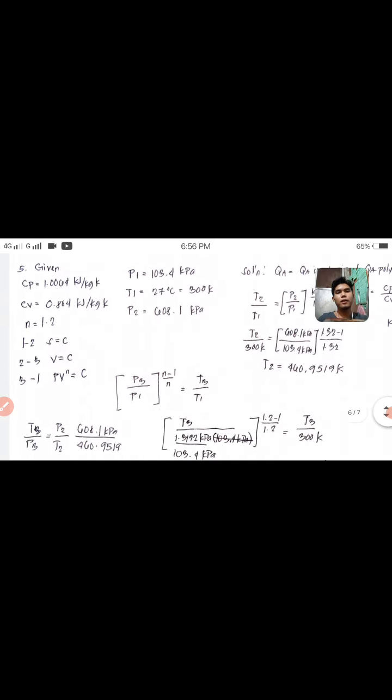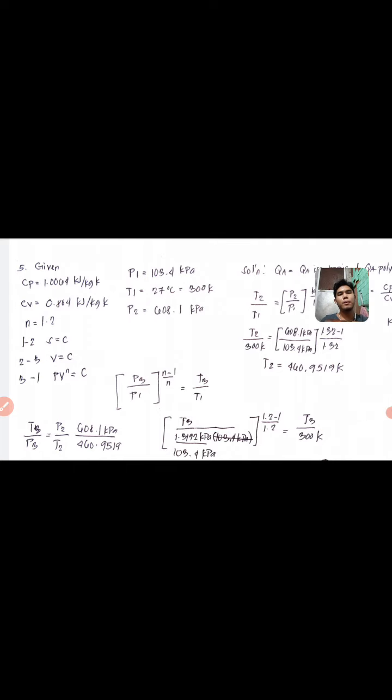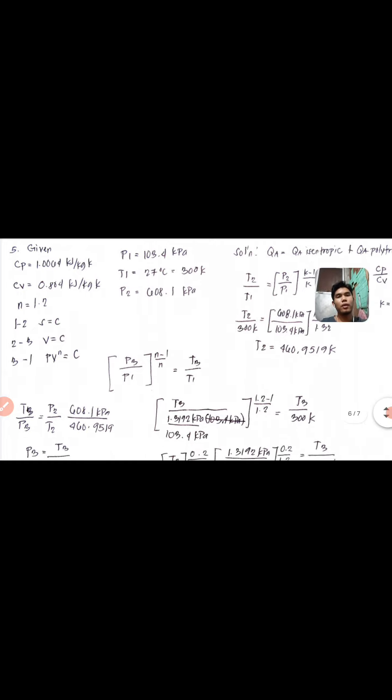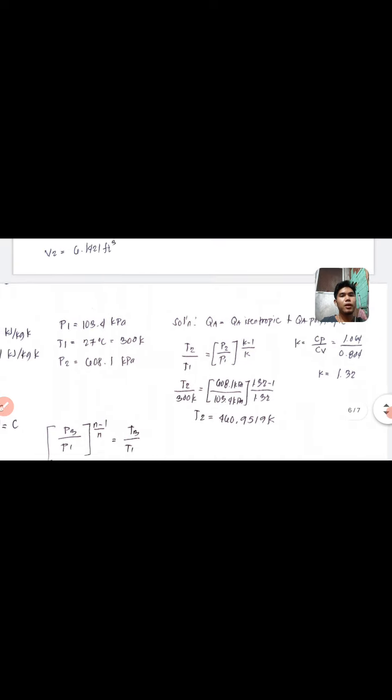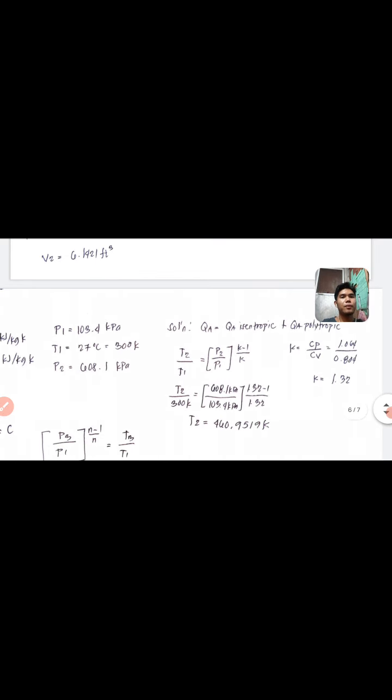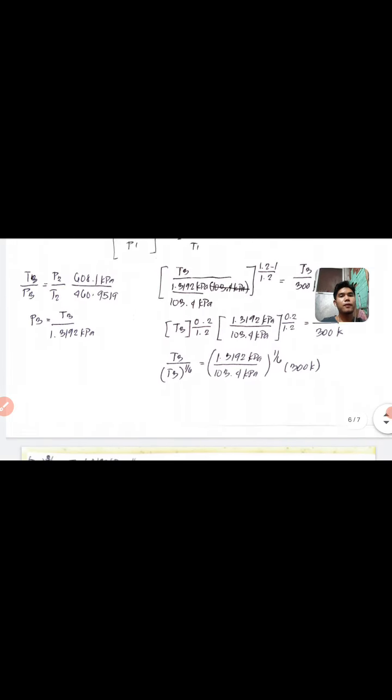So here we have a given of Cp, Cv, P1, T1, P2, and n. From state 1 to state 2, entropy is constant. State 2 to state 3, volume is constant. State 3 to state 1, it is polytropic, so PV raised to n is equal to constant. So here for our solution, let's find the value of our QA.